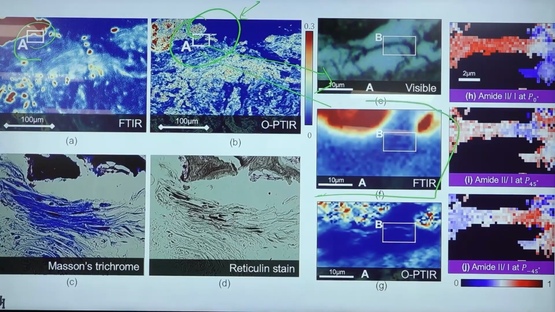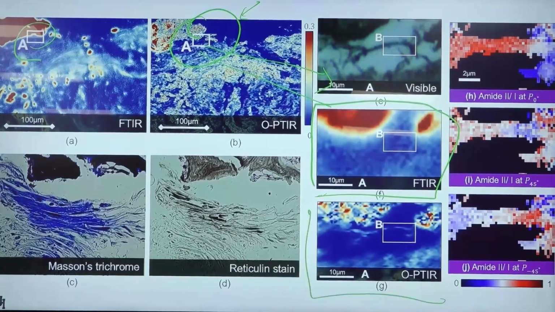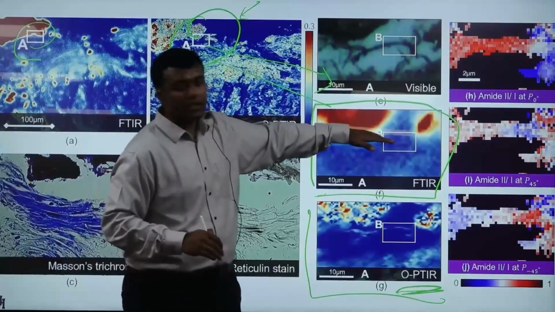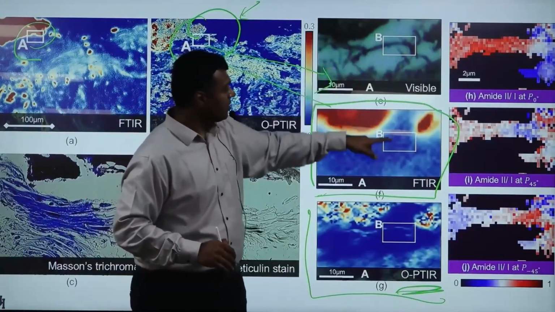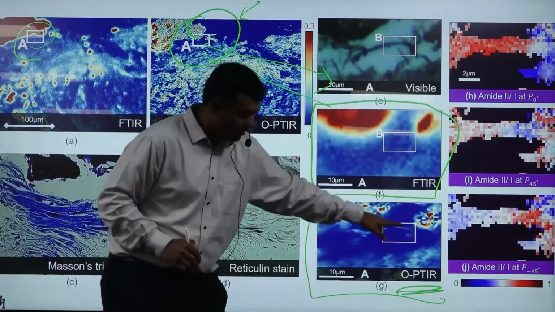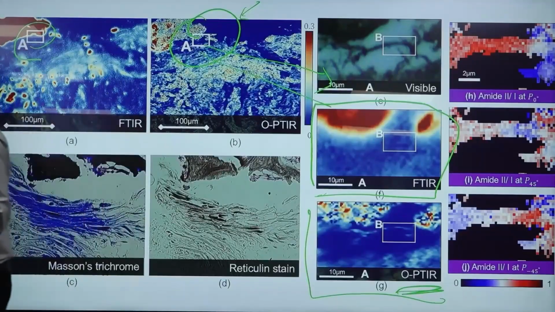So this panel over here is FTIR. This is the photothermal. In the FTIR, because it's a 5 micron resolution, you cannot see the fiber here. But with photothermal, you can see the fiber. So this is proof or evidence that what you could not see with the old FTIR instruments, you can see with the new instruments. And it is useful for medical purposes.